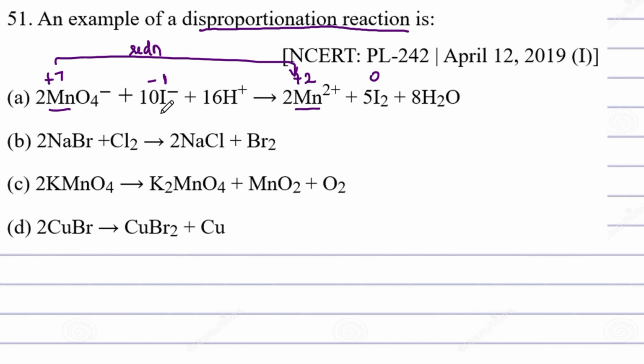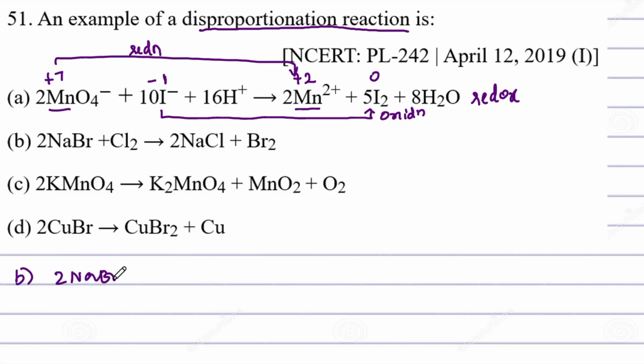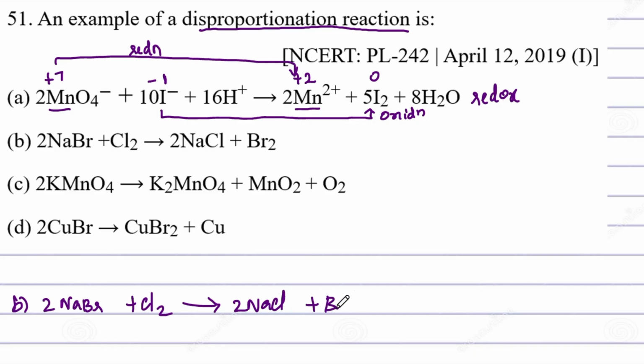Then the oxidation state of I minus is minus 1, and the oxidation state of I2 is 0. So minus 1 to 0 is increase in oxidation state, so it is oxidation. So it is a normal redox reaction, and not a disproportionation reaction. Next equation is 2NaBr plus Cl2 gives 2NaCl plus Br2. The oxidation state of Br in NaBr is minus 1, and of bromine in Br2 is 0. So from minus 1 to 0, increase in oxidation state, so oxidation takes place.